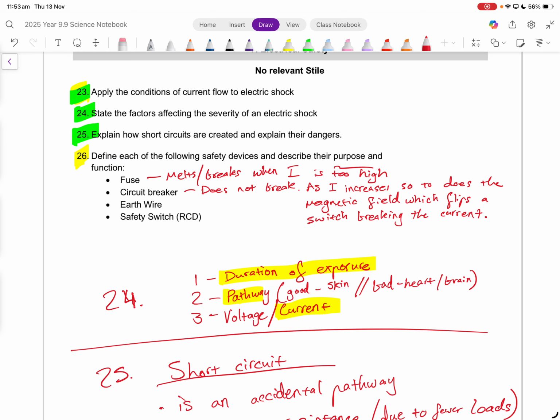Now, can anyone tell me why I do not want them to break? Why do I want a circuit breaker as opposed to fuses? Up the back, yep. You have to get a new one after. For which one? The fuse. Yeah, exactly right. So for a fuse, we need a new one every time. Circuit breaker, we can just go out the front to our meter box and we can flick them back on and we're all good.